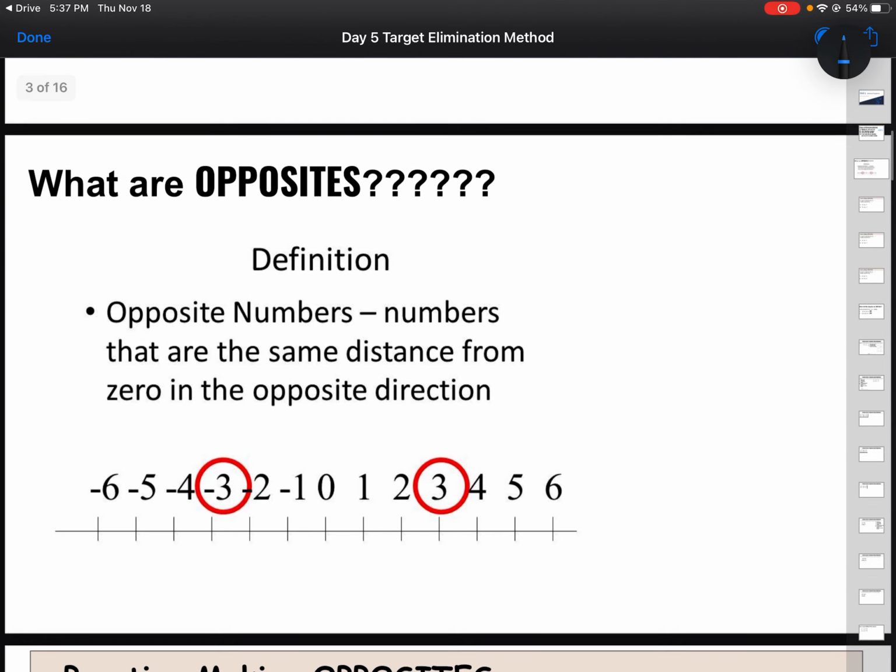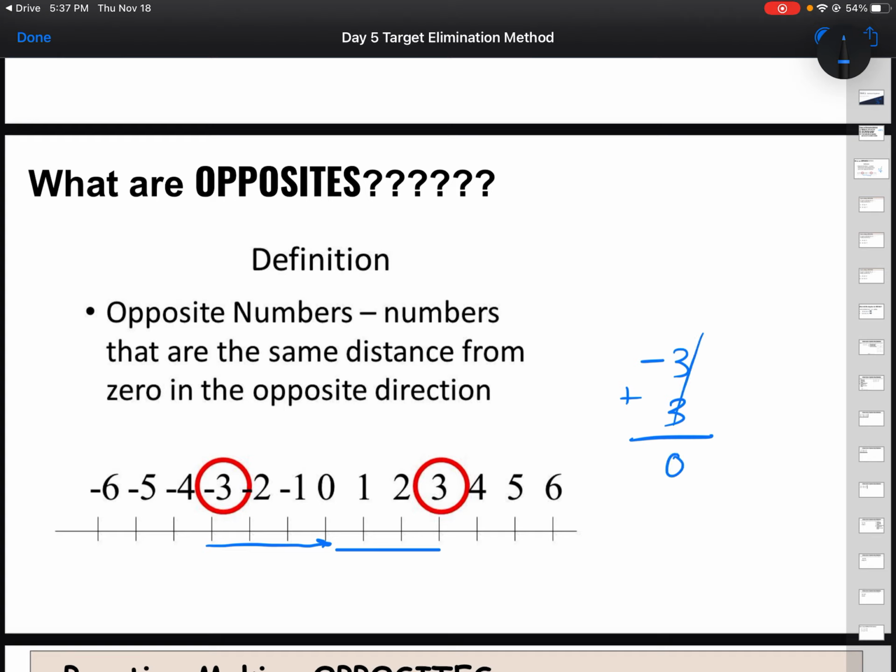So first, what's an opposite? 3 and -3 are opposites, so they're both the same distance from 0. So if I were to add them together, I would get 0, meaning they would cancel out, or keyword eliminate.